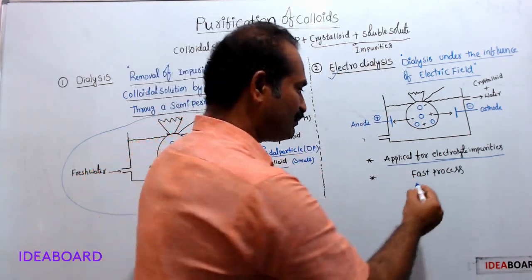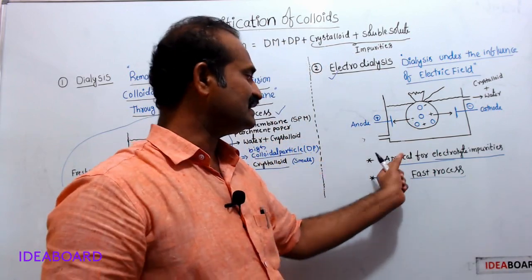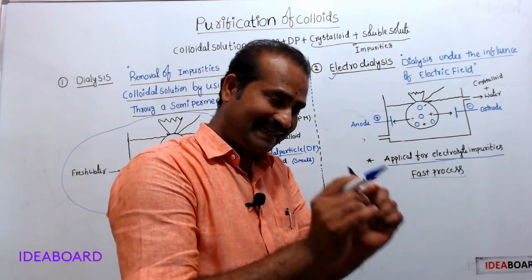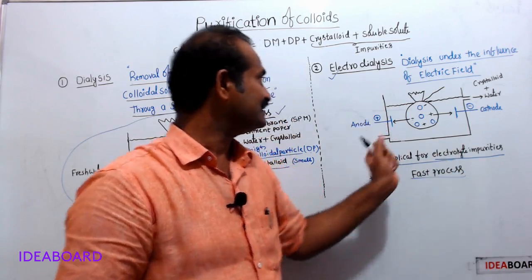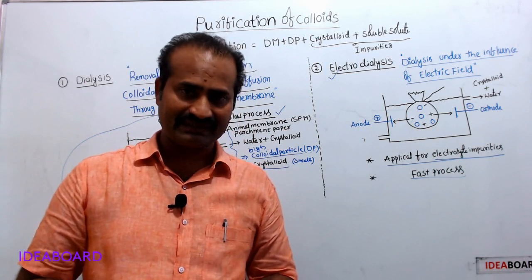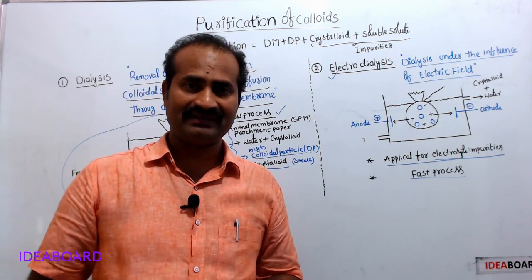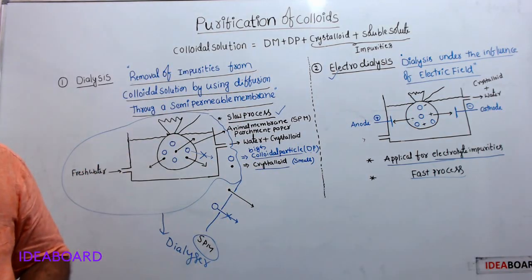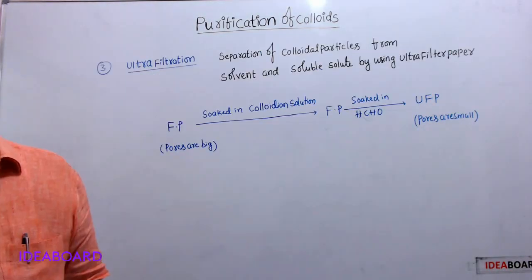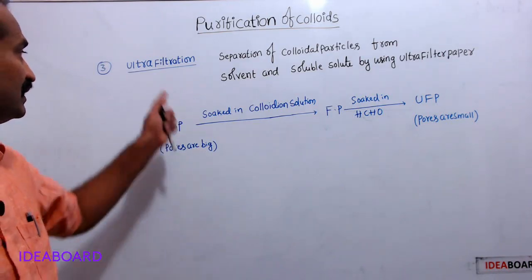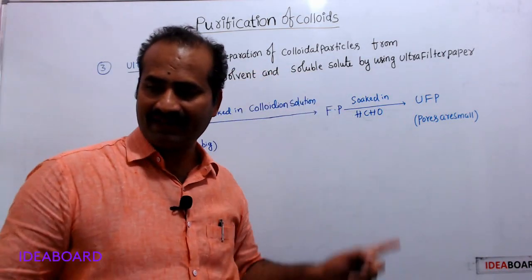See, this is a fast process. This is applicable when the colloidal solution has electrolytic type impurities. Okay, this is about electrodialysis. Now we will see our third method, ultrafiltration.